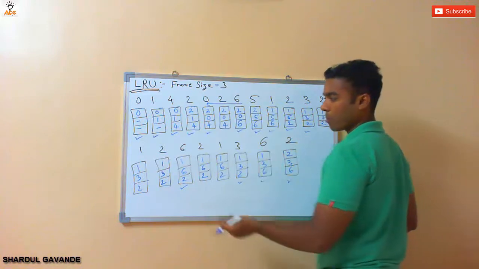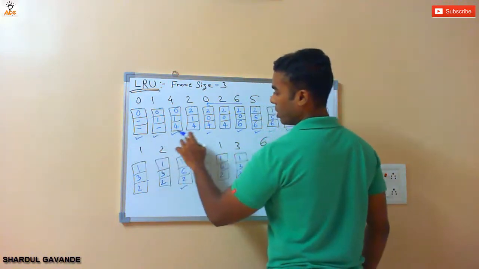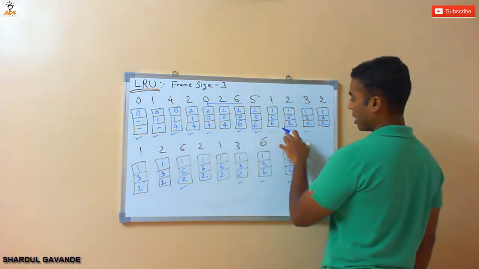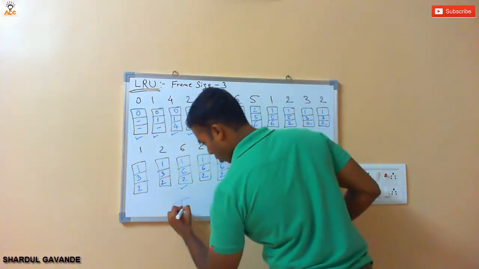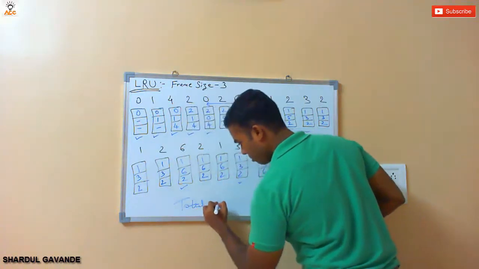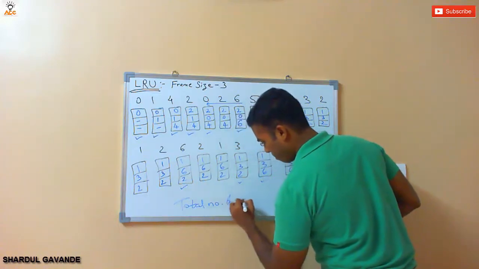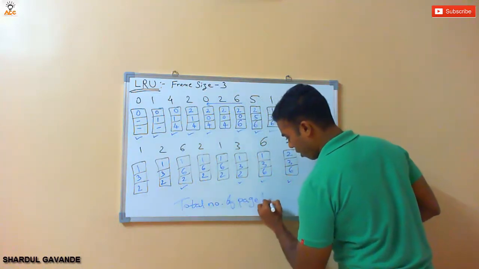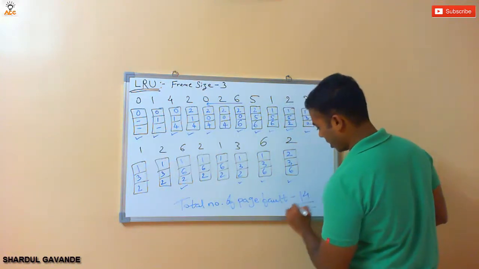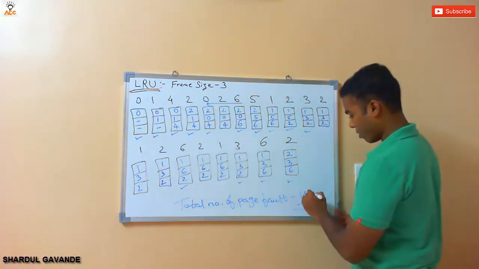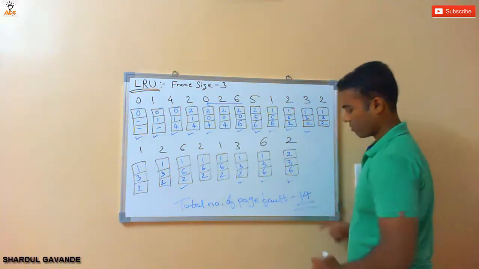So let's count the number of page faults. 1, 2, 3, 4, 5, 6, 7, 8, 9, 10, 11, 12, 13, 14. So the total number of page faults we get is 14.